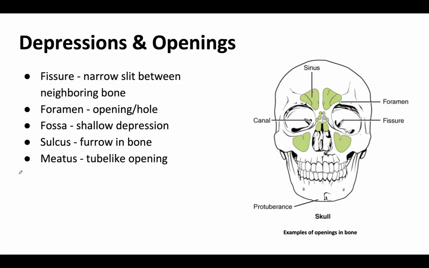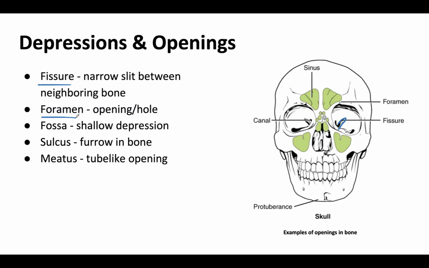Let's define a few terms associated with depressions and openings. And this isn't exhaustive, but some of the major ones. A fissure is going to be a narrow slit between neighboring bones or part of a bone that allows for neurovasculature to pass through. So this image here on the right is showing the superior orbital fissure, which allows many of the nerves associated with the orbital region to pass through.